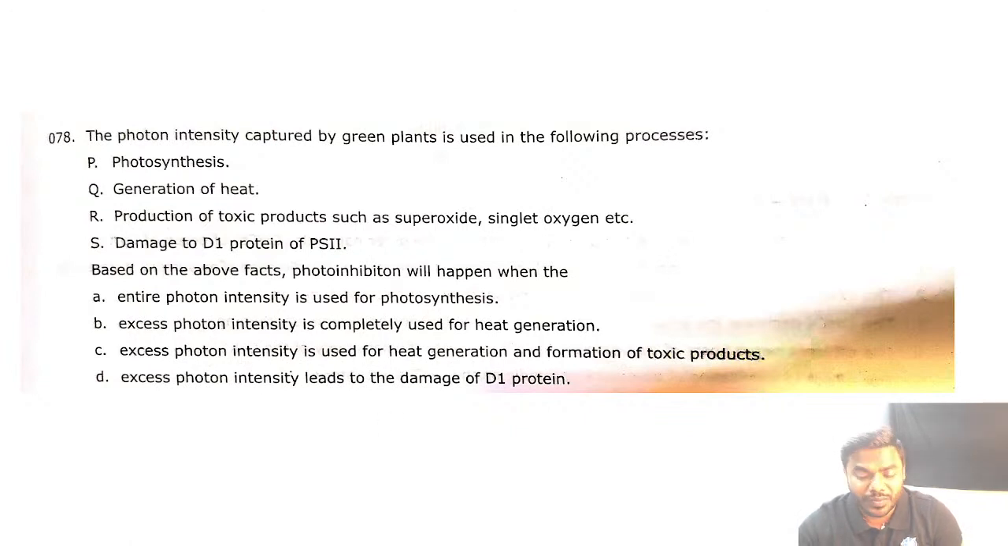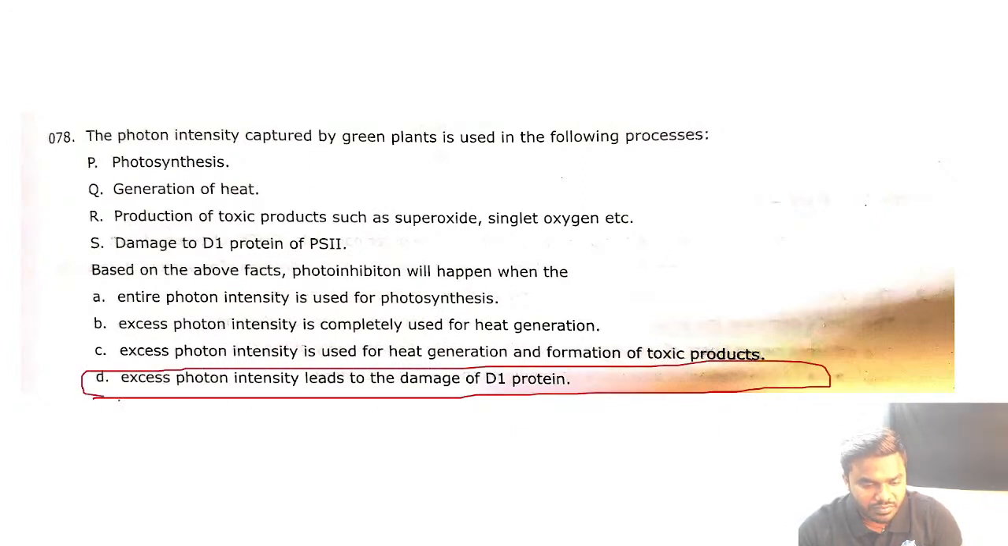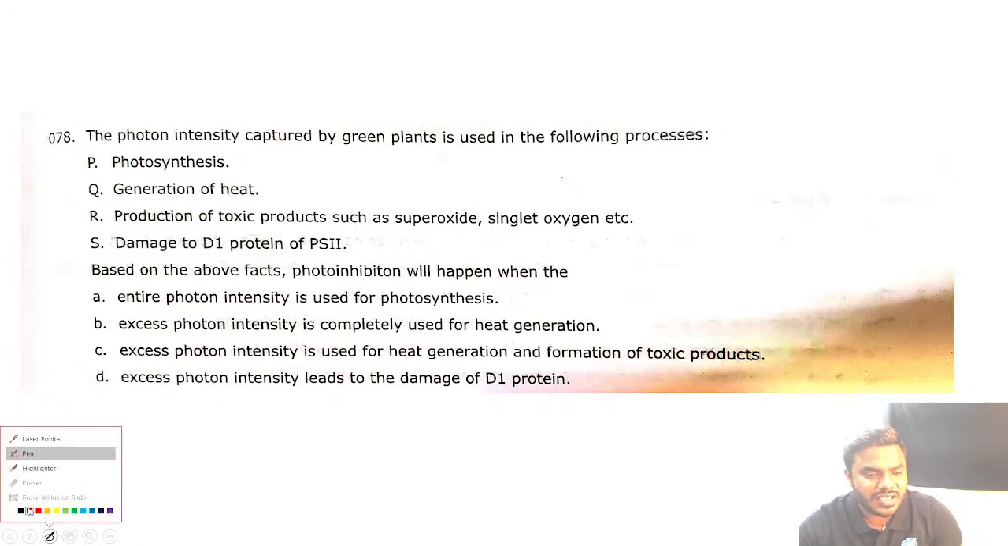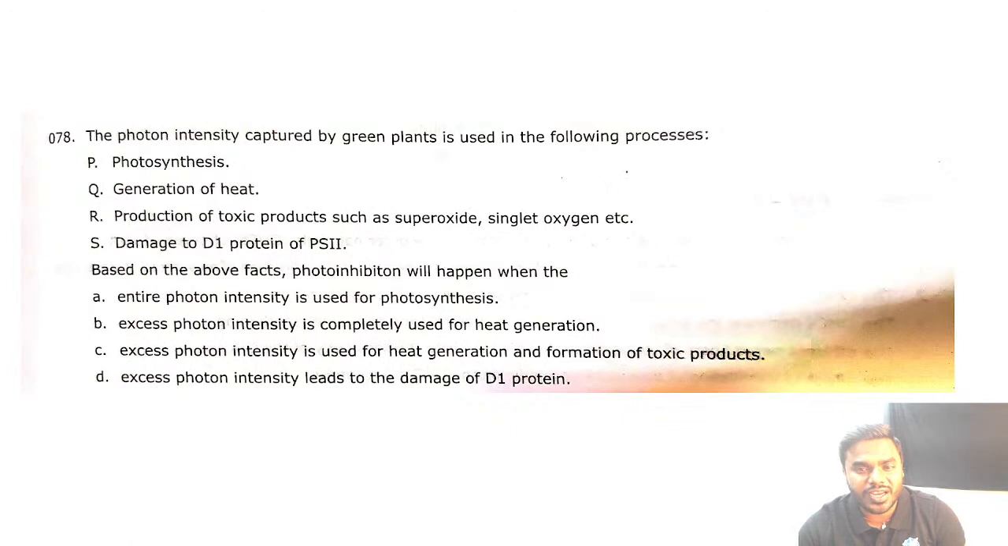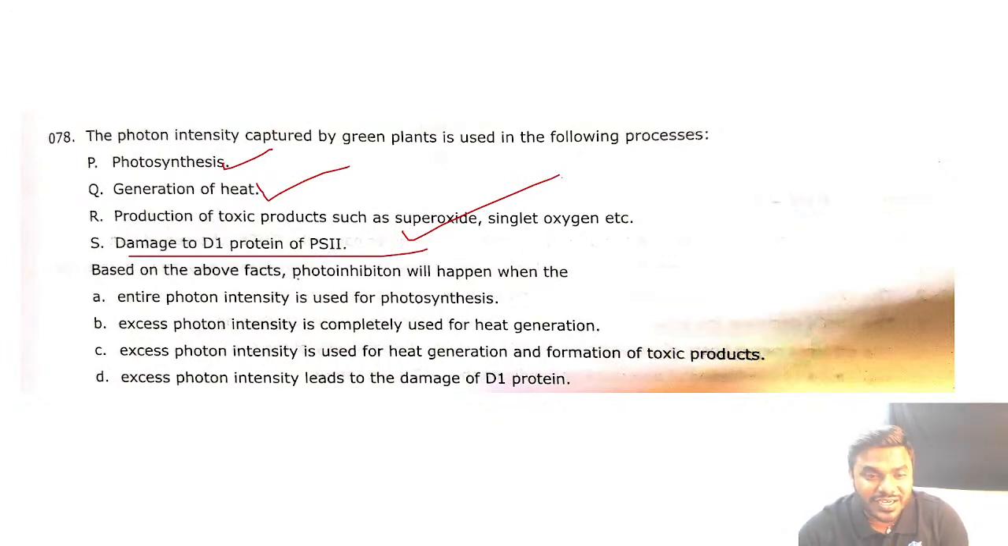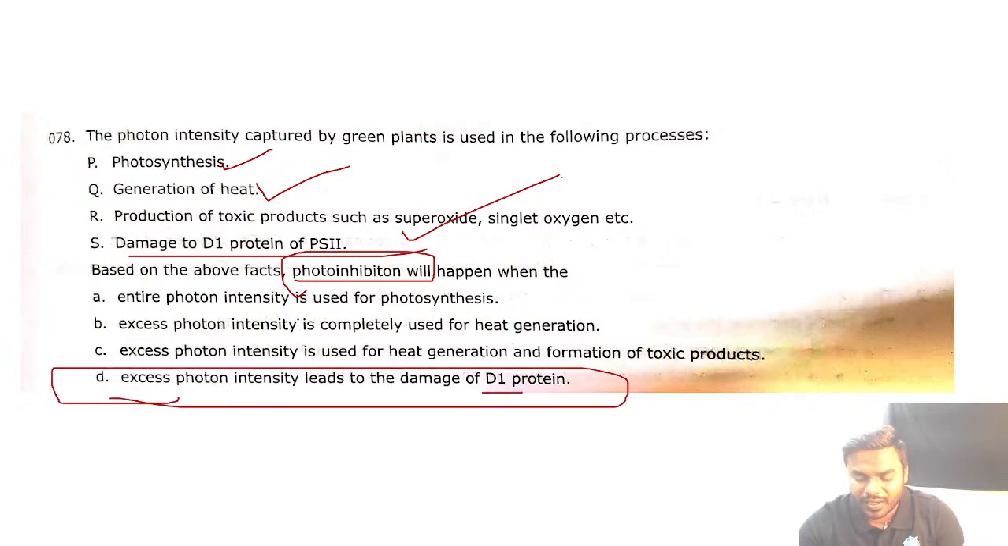Friends, the question is very simple, right? Whatever I have explained to you in the diagram, that is only the question. Obviously, what will be the answer? The answer will be D. Correct? So the question says the photon intensity captured by the green plants is used in the following processes: photosynthesis, generation of heat, activating the free radicals, damage to the D1 protein of PS2. They have asked when the photoinhibition occurs. I told you very clearly, right? If we can't repair the D1 protein, if we can't synthesize the new D1 protein, obviously what is going to happen, friends? It leads to the inhibition.